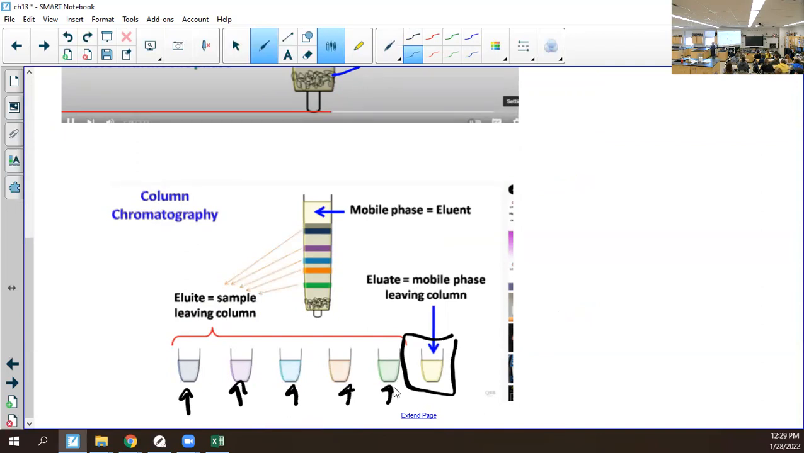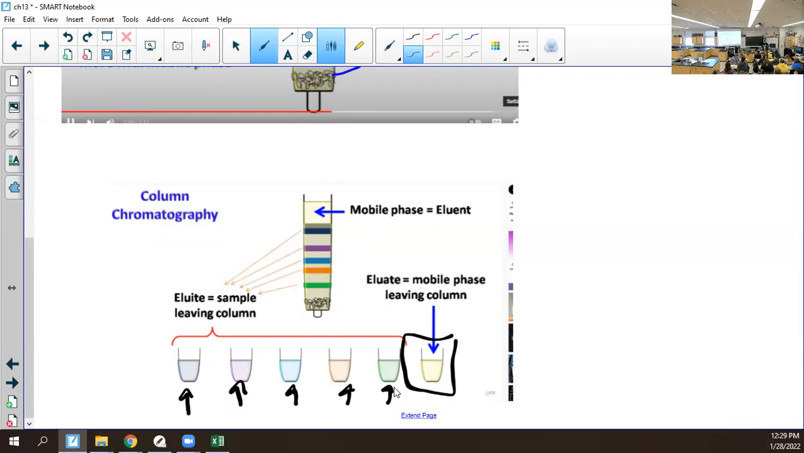Okay, now you don't have to know much. You need to for sure understand why things travel. It's because of their attraction or non-attraction to the solvent. You need to know that in paper chromatography, the stuff moves up if it's more attracted to the mobile phase, and it moves less if it's more attracted to the stationary phase. And then the opposite for column. It was the same for column, but it's just going down.